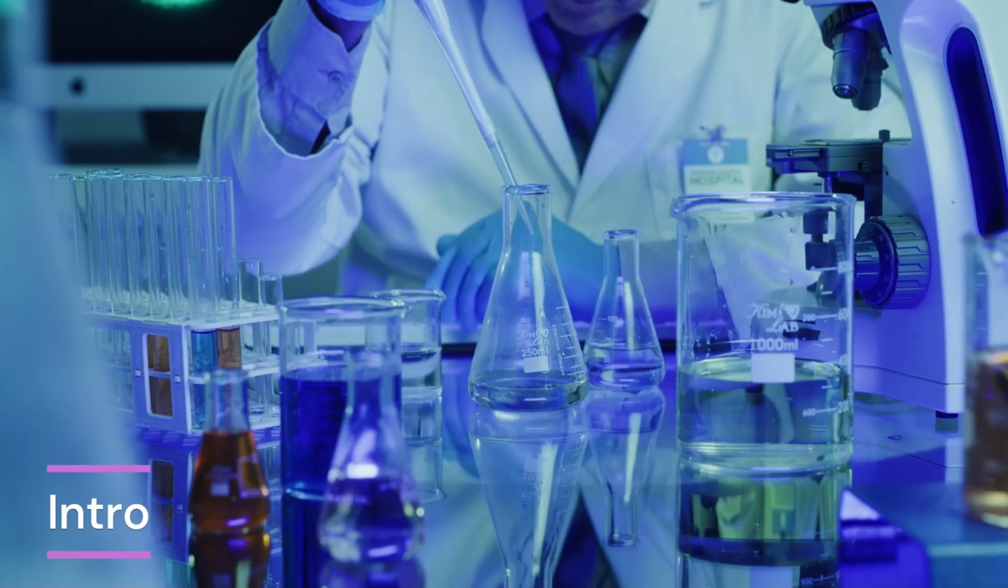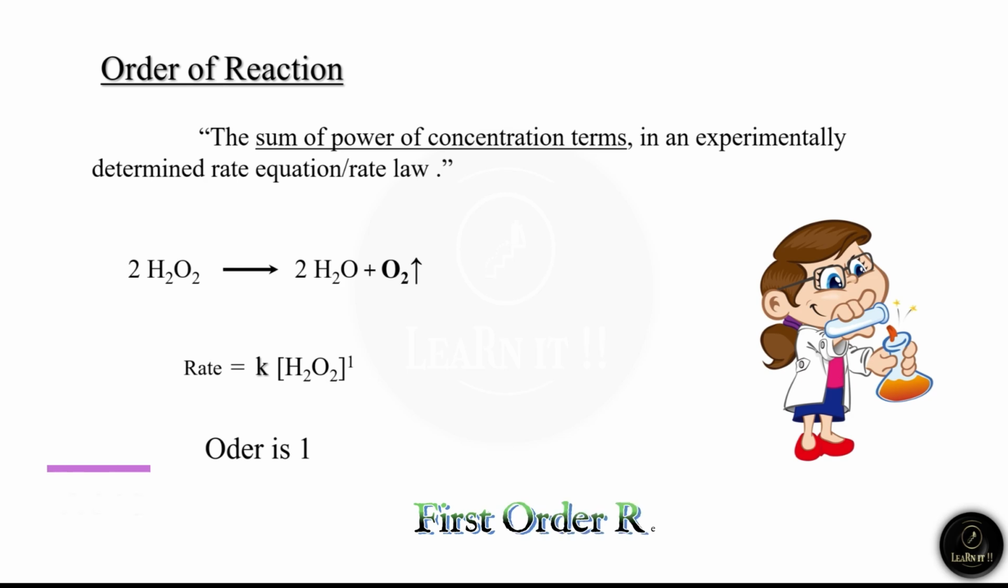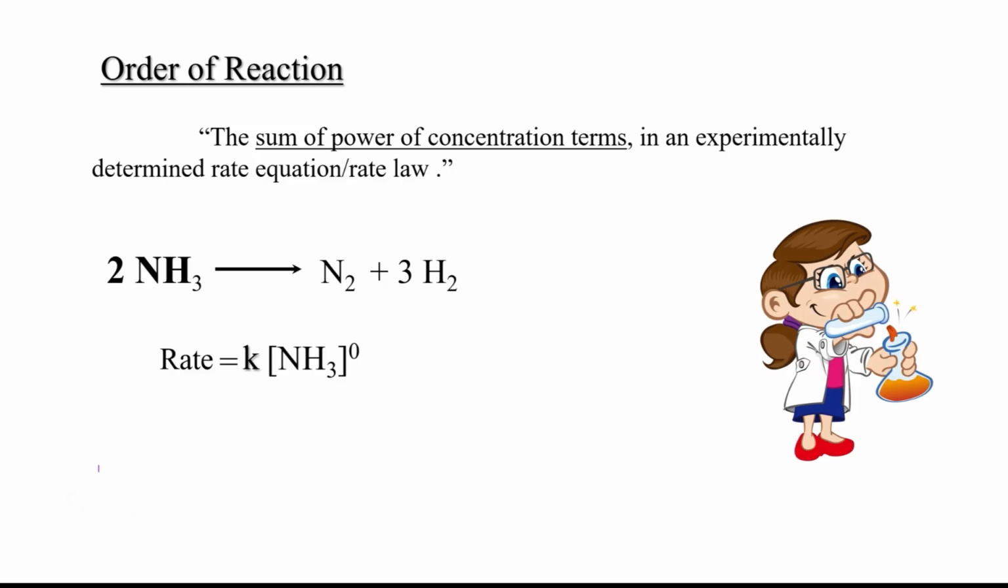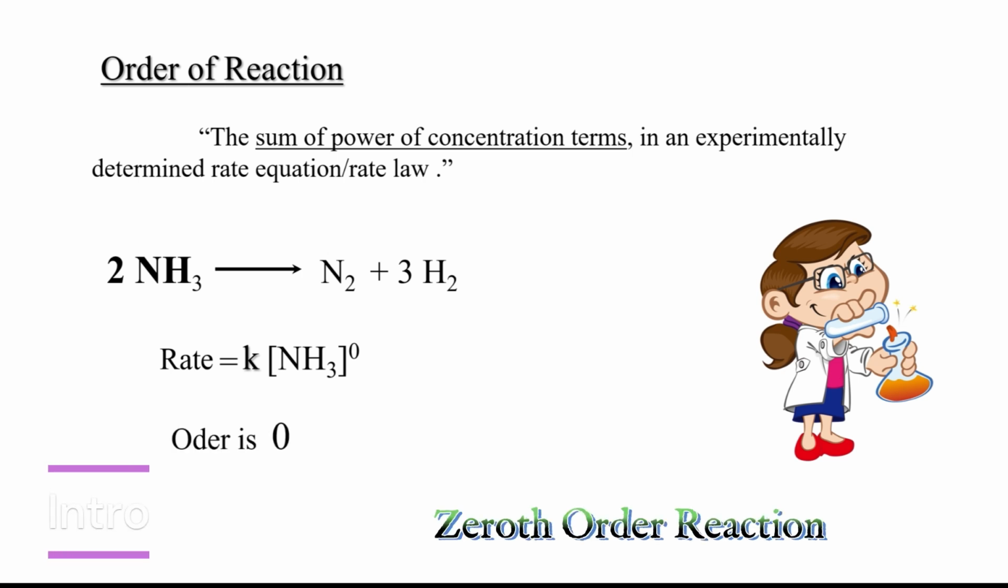Power of concentration terms in an experimental rate equation is 1. So this is called a first order reaction. Rate with respect to concentration of reactant, that is ammonia, is 0. So that's why order is 0. So this is called a zeroth order reaction.